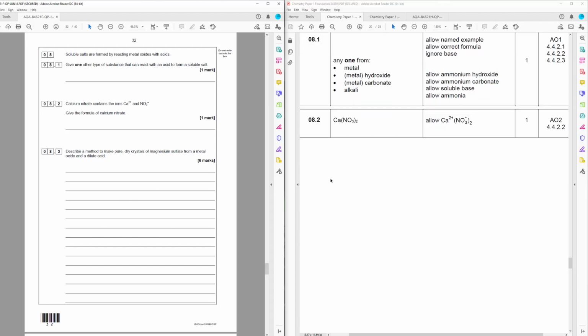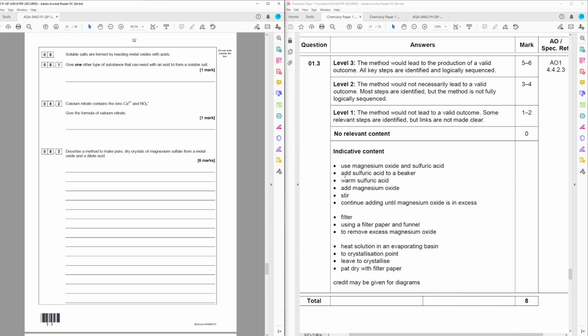For 8.3 or 7.3 for you, it's a 6 marker. You don't need to hit every bullet point to get 6 marks, but what we're looking at is a set of instructions that are in the right order, that if you followed them would get you pretty much the right idea. They've not told you which metal oxide to use here. So if you went all the way through and just said, get the metal oxide and the acid and mix it together, you've missed the very first step.